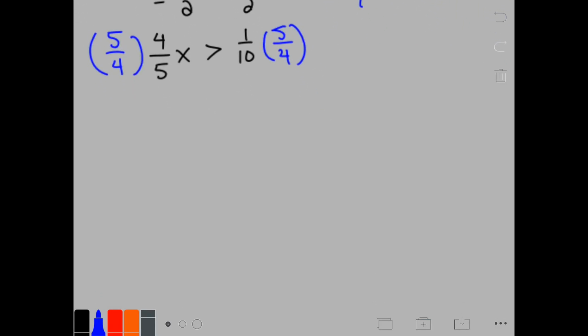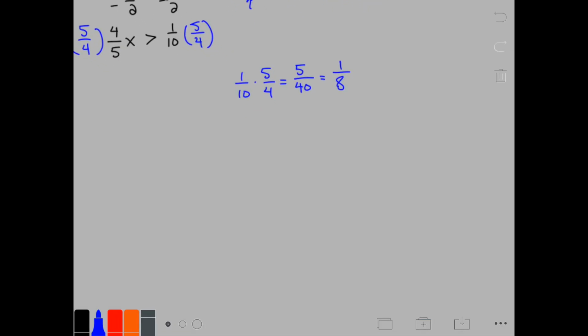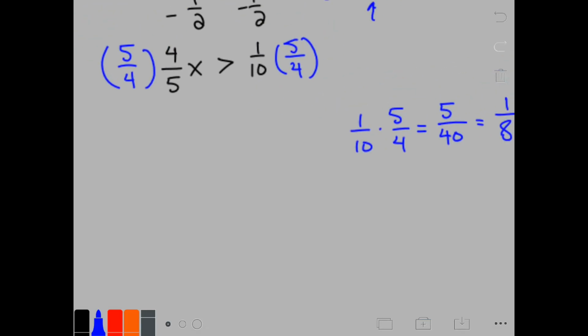Hey, let's do another little review of fractions here. So 1/10 times 5/4. Well, when we multiply fractions, we just multiply the numerators. 1 times 5 gives me 5. Multiply denominators. 10 times 4 gives me 40. But we're not done yet. We can simplify. So what is a number I can divide 5 and 40 by? The biggest one I can divide both of those by would be 5. So when I divide 5 by 5, I get 1. When I divide 40 by 5, I get 8. 1/8. So what is 1/10 multiplied by 5/4? That is 1/8. So let's finish our inequality here.